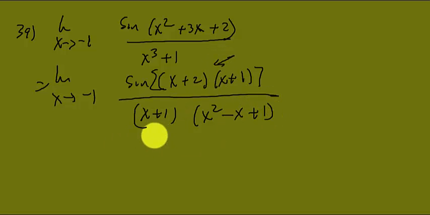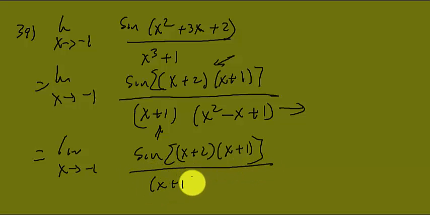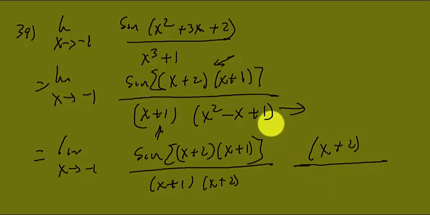Okay, I have to match up with that on the bottom. I have that part. I'm going to slide this over. I'm going to try to match up. So limit as x goes to -1, have a sine of x plus 2 times x plus 1, and then in the bottom I have an x plus 1. And then I need an x plus 2. But if I put an x plus 2 on the bottom, I'm going to put an x plus 2 on the top, and I still have this trinomial here, x squared minus x plus 1. Okay, let's go ahead and take a limit.